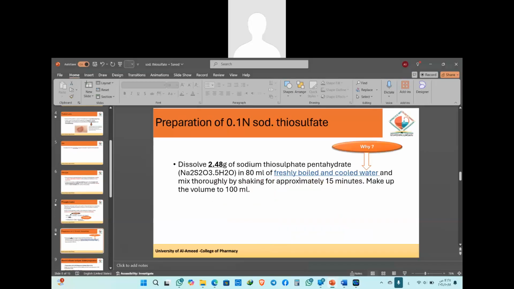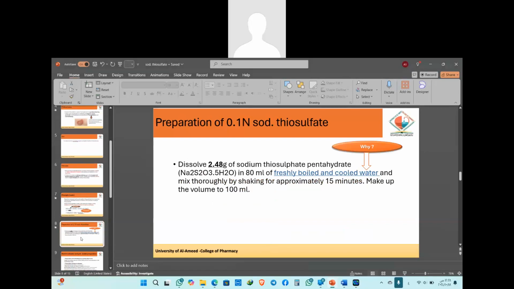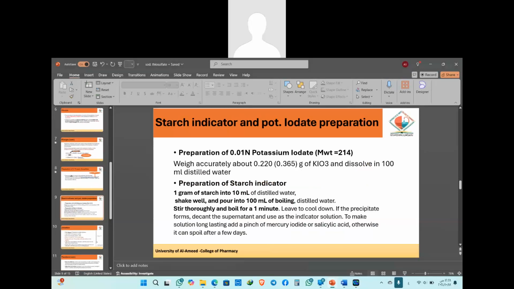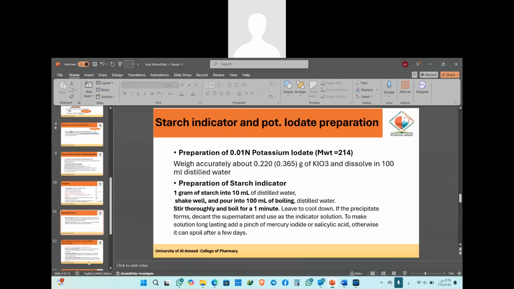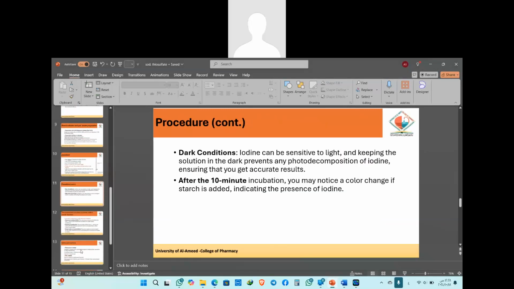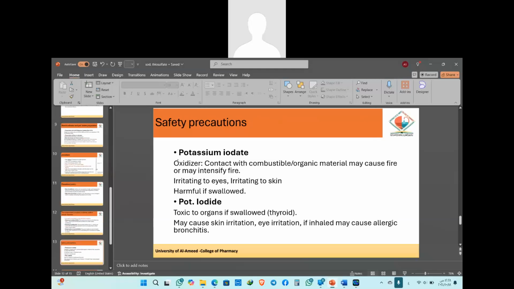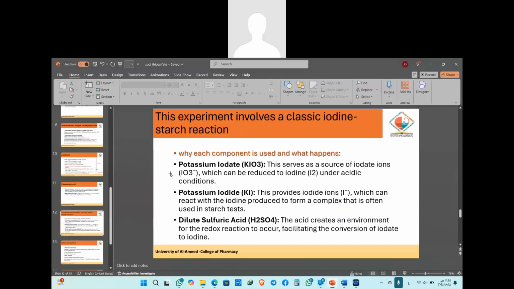Also, we have another question: why do we use freshly boiled and cooled water? Because iodine is highly reactive halide, it reacts with the bacteria or other contaminants found in the water and may lead to false results. الستارش تكلمنا عنه وعن التحضير مالته في المختبر السابق. بقى البوتاسيوم ايوديت والبوتاسيوم ايودايد safety precaution نهتم لها.